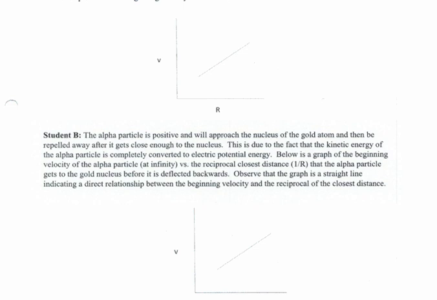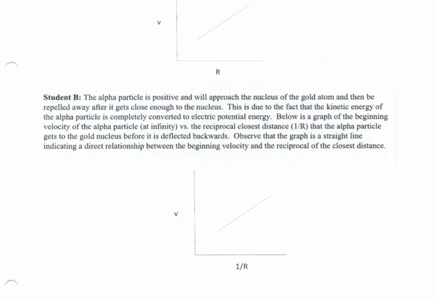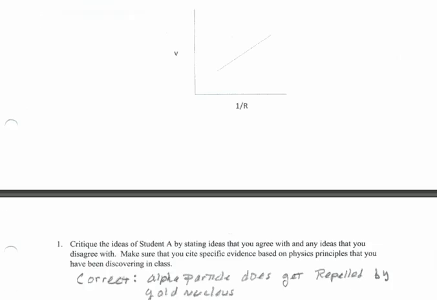Student 2: the alpha particle is positive and will approach the nucleus of the gold atom and then be repelled away if it gets close enough. Sounds familiar? This is due to the fact that kinetic energy of the alpha particle is completely converted into electric potential energy. Below is a graph of beginning velocity of the alpha particle at infinity versus the reciprocal closest distance, 1 over r, that the alpha particle gets to the gold nucleus. Observe that the graph is a straight line indicating a direct relationship between beginning velocity and reciprocal distance. Okay, so there's their straight graph. All right, let's have some fun and critique it.